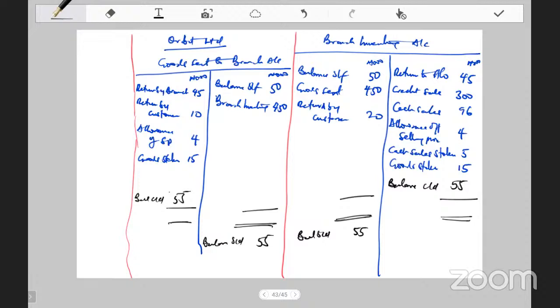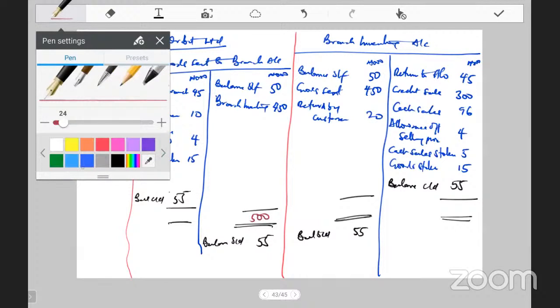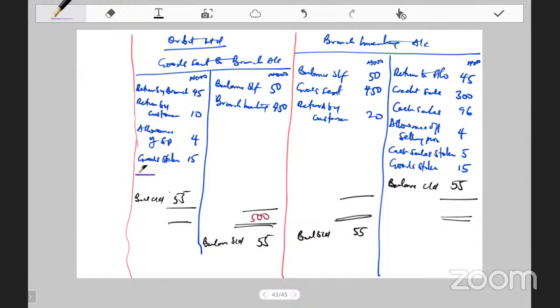So I now need your help to give me the total. Let's start getting the total of all the transactions. The total here is 500. Please, what is the total of the debit side of goods sent? What is the total of the goods sent? Because we need to get the balancing figure, and that balancing figure will be my net sales.